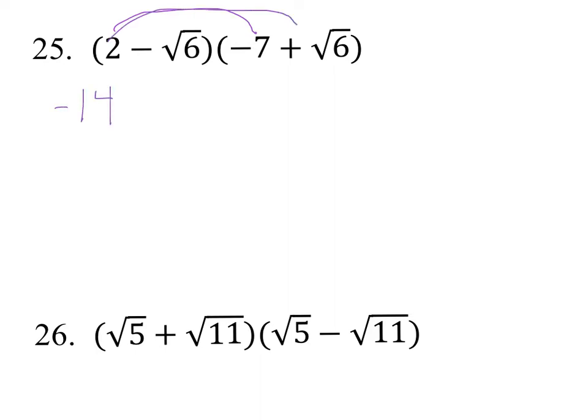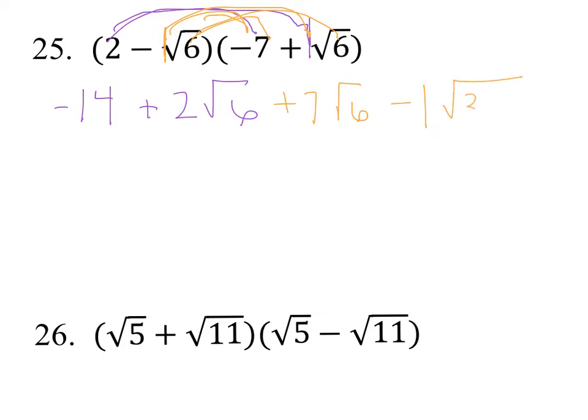Outside, negative 2 times, there's no number here, so it would be 1. So it would be a positive 2 times 1 would give me positive 2, and then the square root of 6. Inside, this is like a negative 1 times negative 7, which gave me a positive 7, and then the square root 6 times, there's no other square root, so it would just be square root 6. And my last, negative 1 times positive 1 would give me a negative 1. Square root 6 times square root 6 would give me square root 36. So again, that's how you get your first 4 terms.